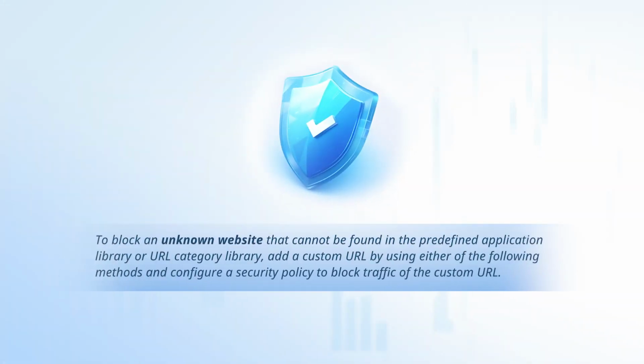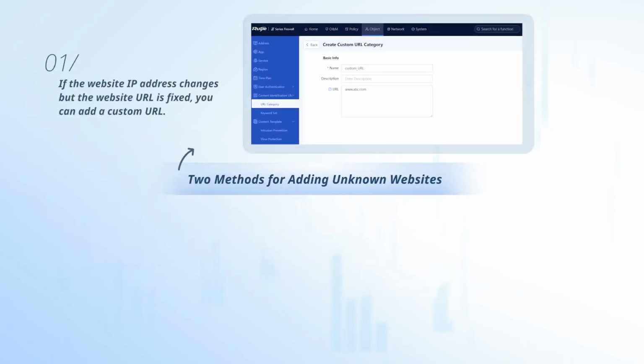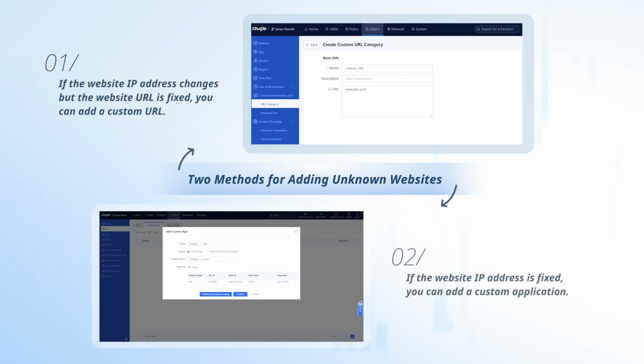To block an unknown website that cannot be found in the predefined application library or URL category library, add a custom URL by using either of the following methods and configure a security policy to block traffic of the custom URL. If the website IP address changes but the website URL is fixed, you can add a custom URL. If the website IP address is fixed, you can add a custom application.